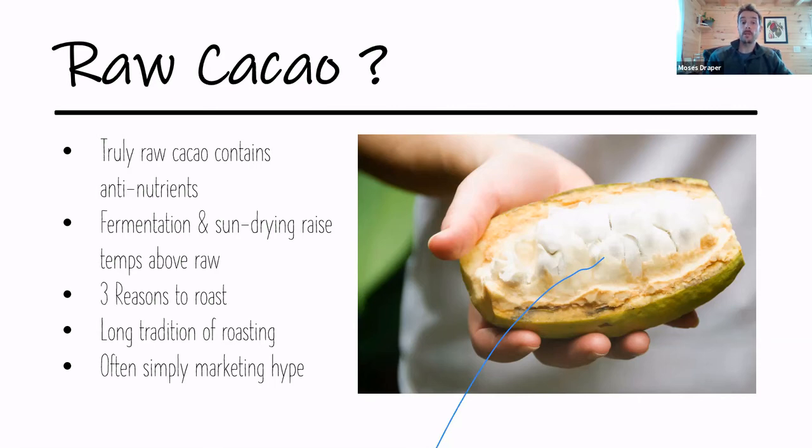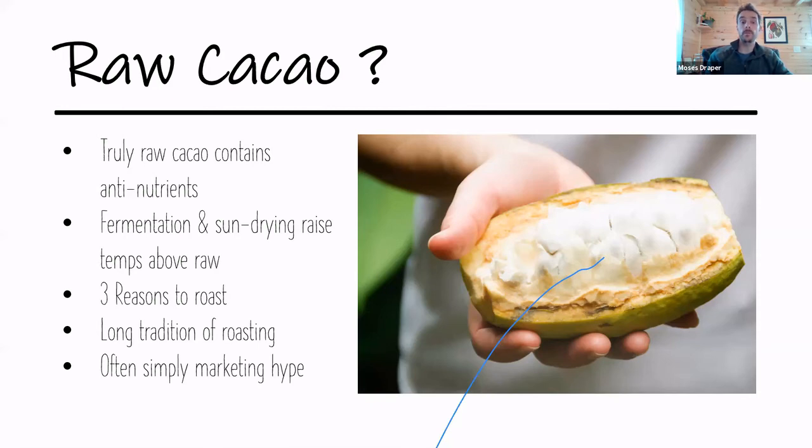The second one is that the flavor that we know of as chocolate is developed in the roasting process. There's something known as the Maillard reaction, and that happens above a certain temperature, and it changes the flavor profile of cacao. And the last reason is that for the winnowing to happen, the removal of the skin, it's a lot easier when it's roasted because it can just be blown off. So again, there's a long tradition of cacao being roasted.